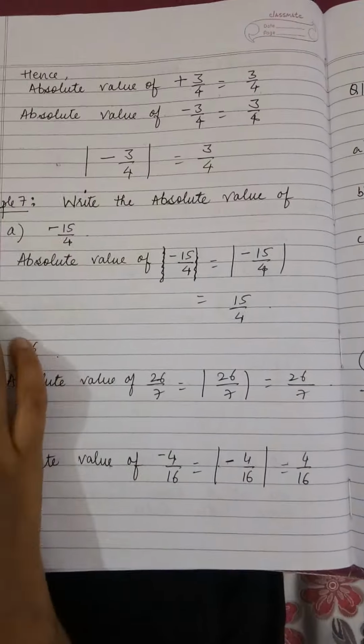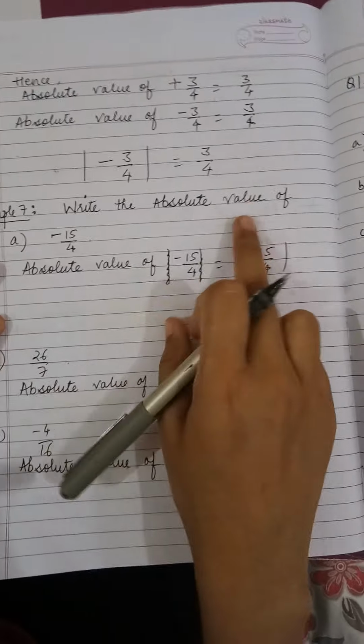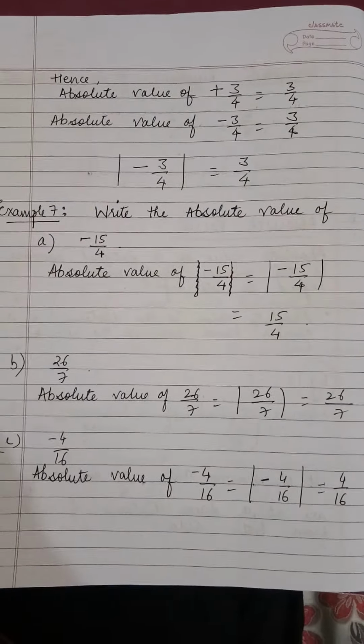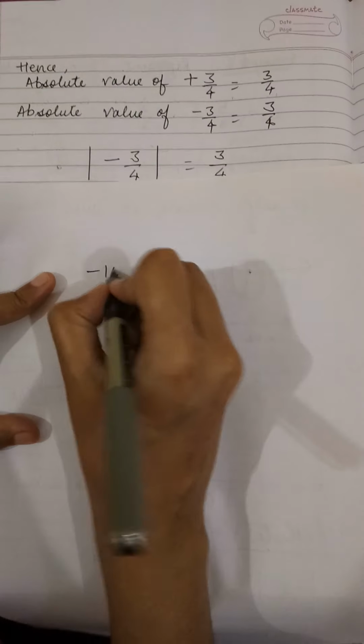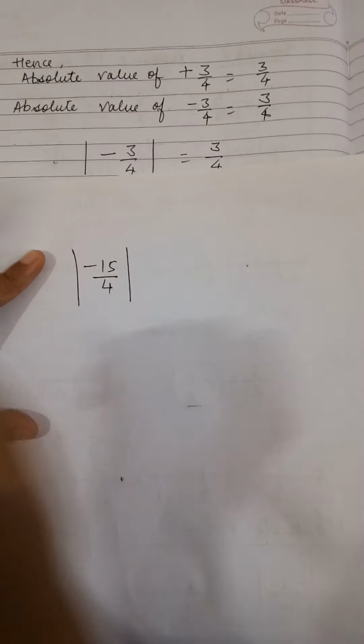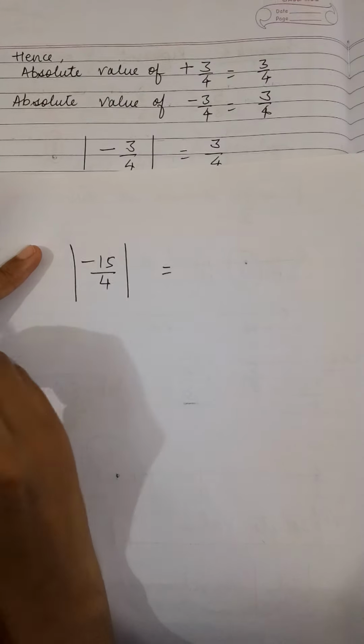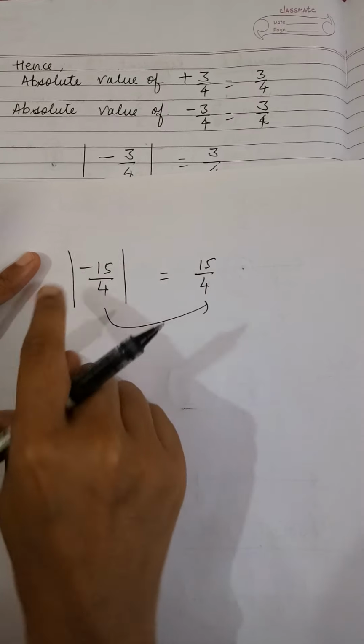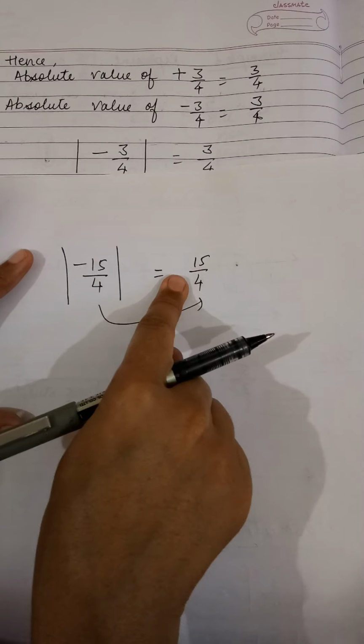Now example 7. Let us do example 7. Write the absolute value of minus 15 upon 4. Now we have to find the absolute value of minus 15 upon 4. Absolute value means to bring it inside the bar, and when it comes out of the bar, what will it be? 15 upon 4. The minus sign is there, it will change to plus.